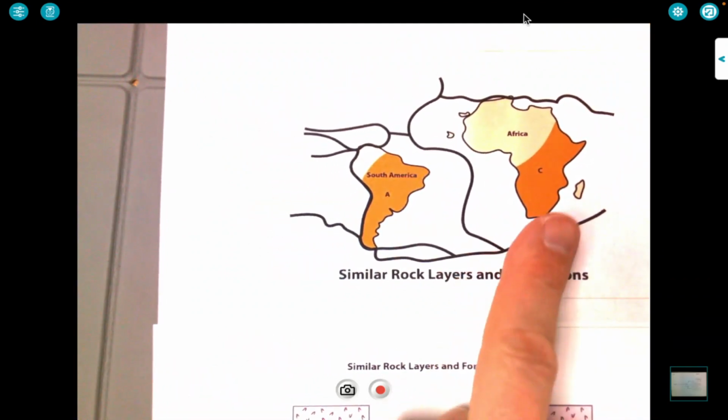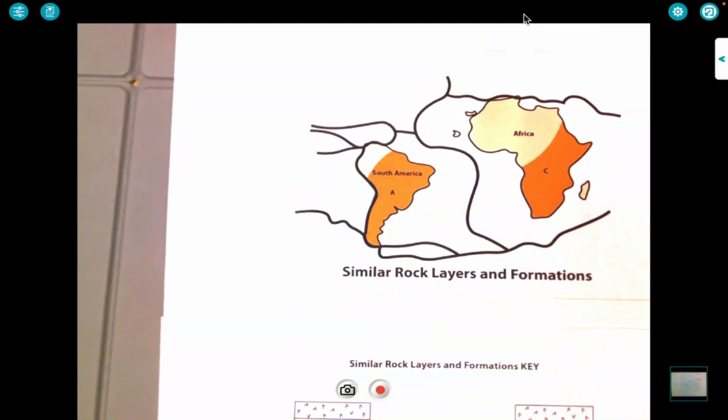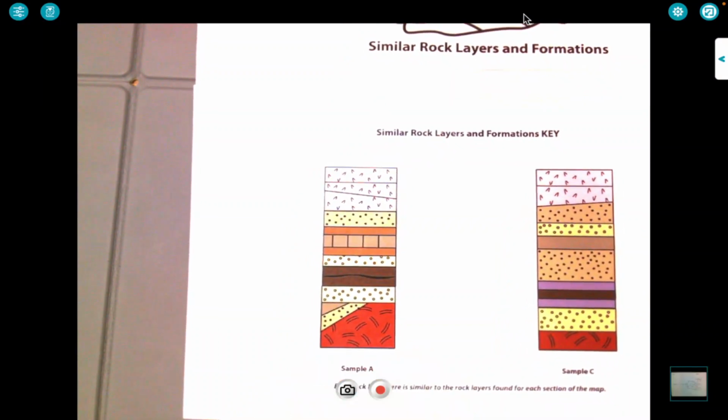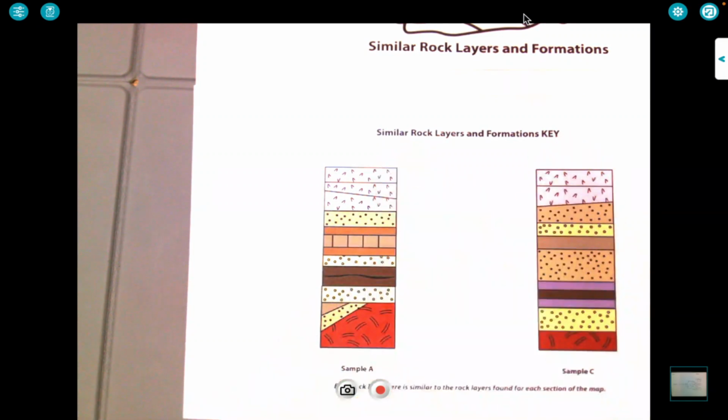So this is where we have a rock layer labeled C, a rock layer labeled A, and here are your rock layers. This is kind of where you've got the trash can idea. Are these similar enough as we go up to say that they're from the same rock layers, maybe with a couple changes? Or do you think that they're so different that they are not from the same rock layers and these continents were never together?